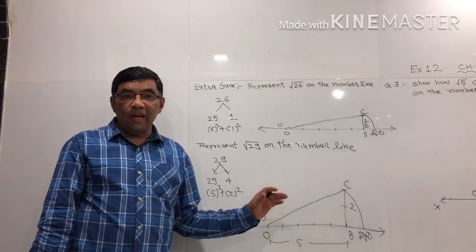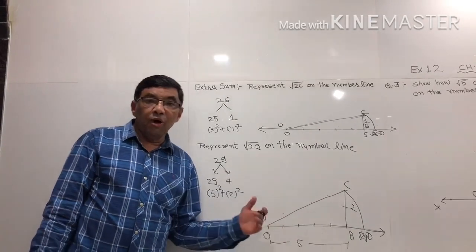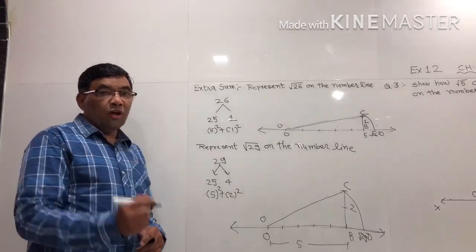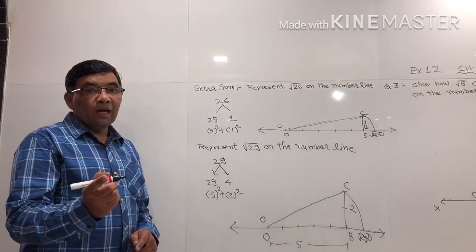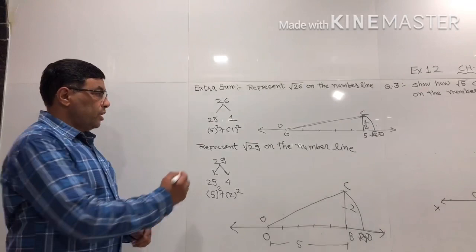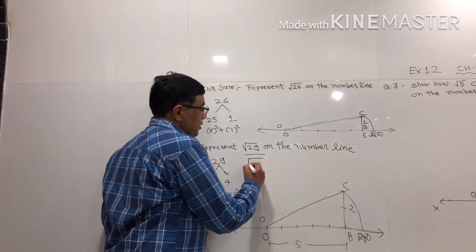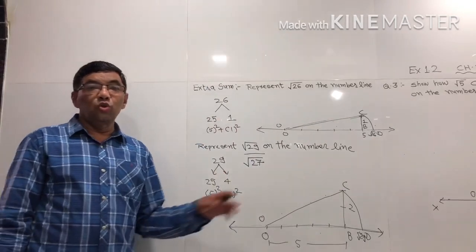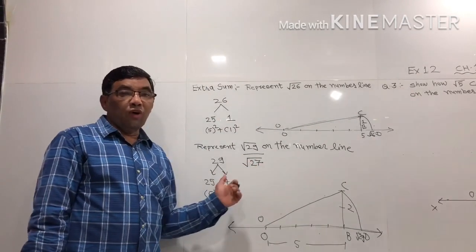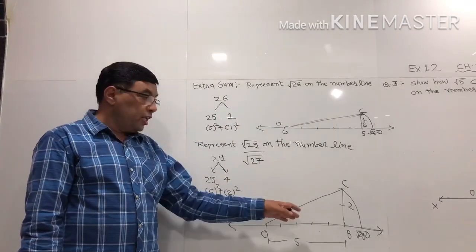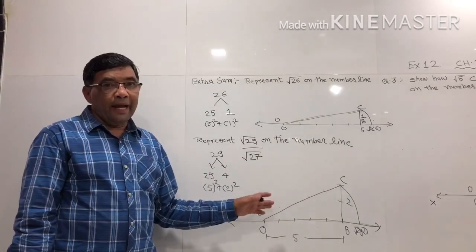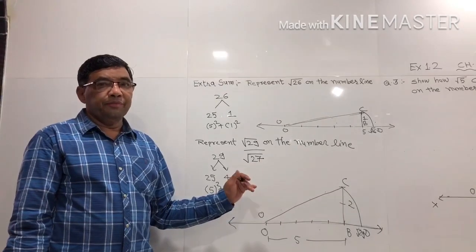Now this way you can think about other numbers. So I am giving you one question, and all of you please send the answer to me: instead of 29, if we take root 27, then what are the two parts and how can it be represented on the number line? Think and try at home. Okay? Very good.